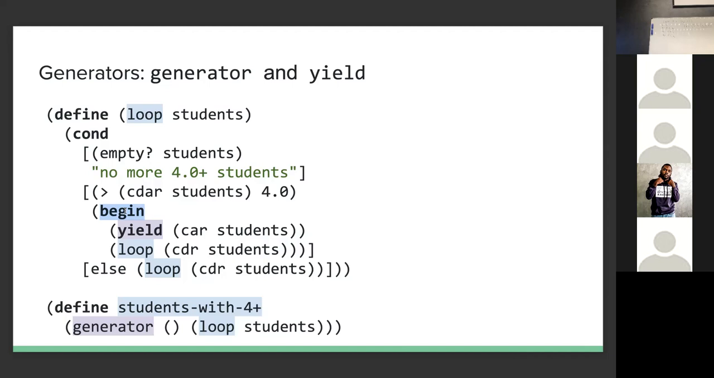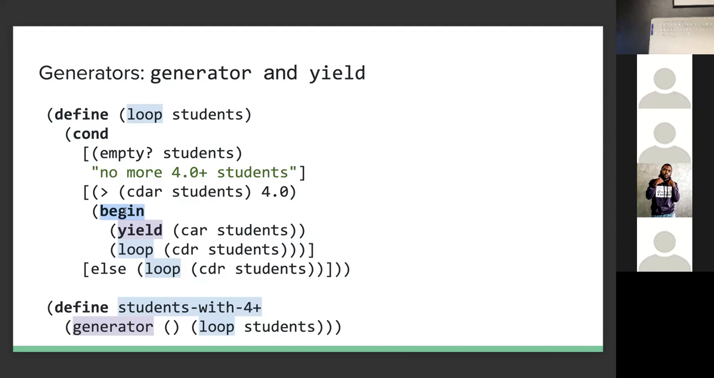Then yield is again a special thing that tells the generator, which we're going to construct, that this is one of the values that we return. Now, when we construct the generator, it will pause the execution of this function after it yields a result. And then when we call the generator again, it will continue from the place that we left off, go into the recursive call and find the next student with a good enough grade. Okay, does this make sense?